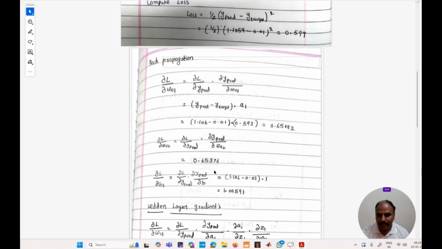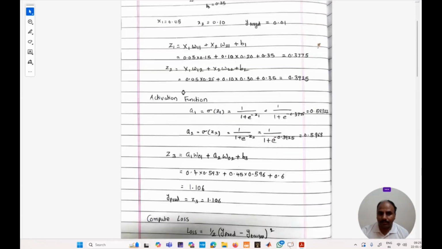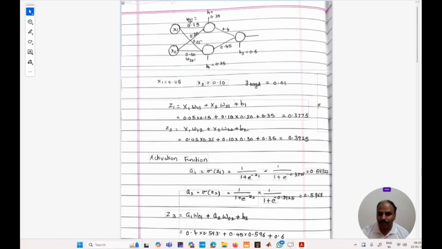And next, from the hidden layer to the input side, if you check dou L by, because we have to modify again, we have to do this for W11, W12, W21, W22, B1 and B2.